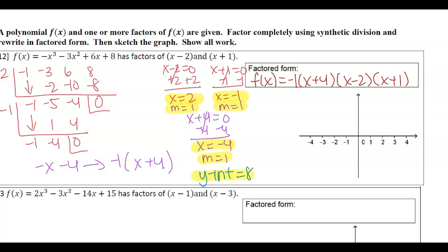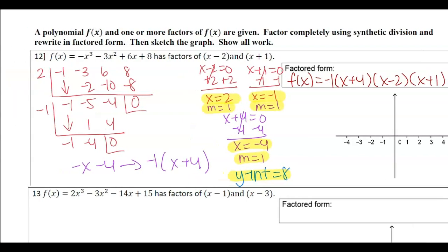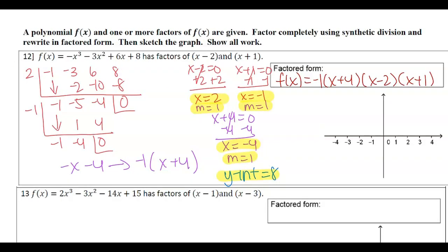Graph it out. Oh wait, do we label the leading? Oh, we don't know the end behavior yet. End behavior. So we have a -1, and then what's the degree? 3. If you have an odd degree with a negative leading coefficient, how's it going to end? There we go. That's what I'm missing.